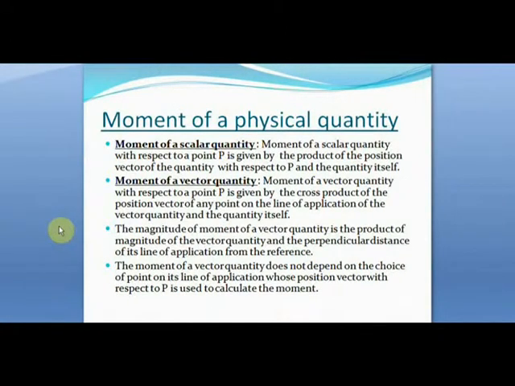Now we will define a new term called moment. First we'll define the moment of a scalar quantity. Moment of a scalar quantity with respect to a point P is given by the product of the position vector of that quantity with respect to P and that quantity itself. So let's see an animation first.